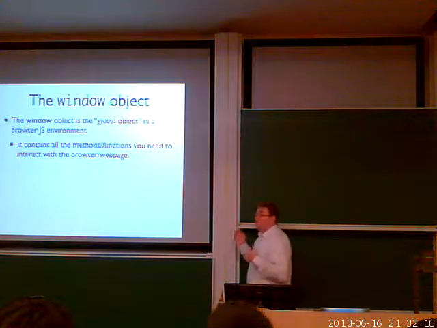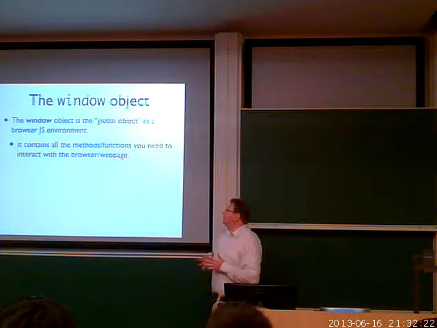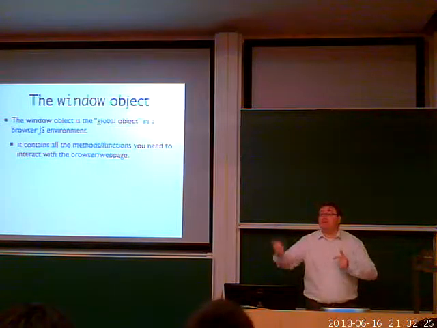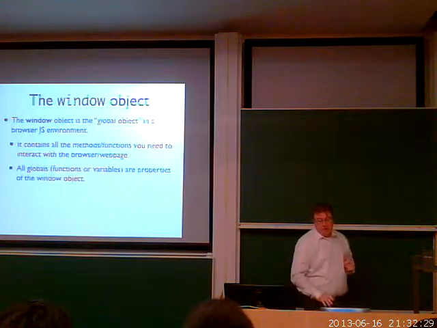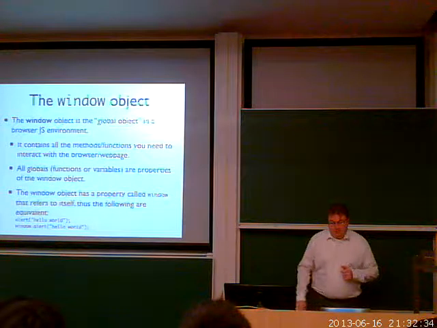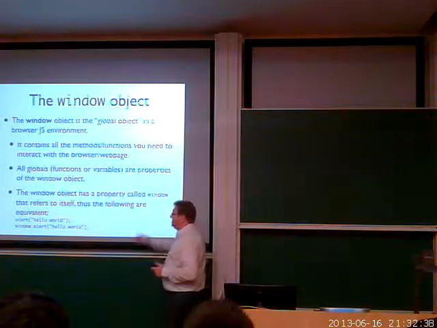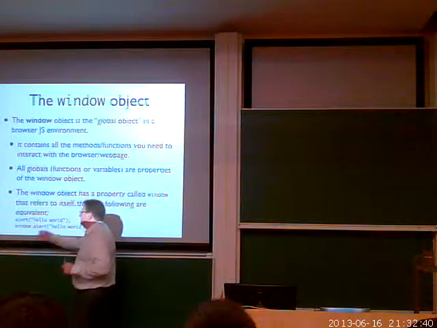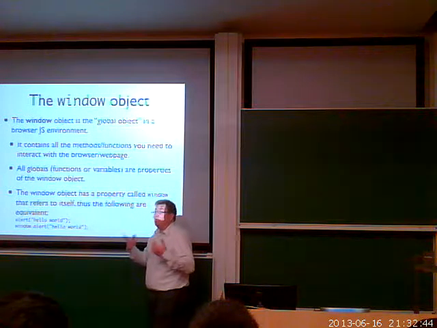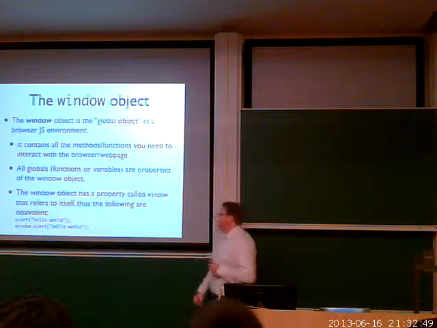So, in a web browser, the window object contains all of the methods and functions that you might need to interact with the browser and with the web page that's being currently displayed. And all of the globals are there as well. I've already said it's self-referential, but this basically means that all web browsers have a function called alert that you can call. I'll show you this in a second. But calling alert and calling window.alert are the same thing. Okay, exactly the same thing.